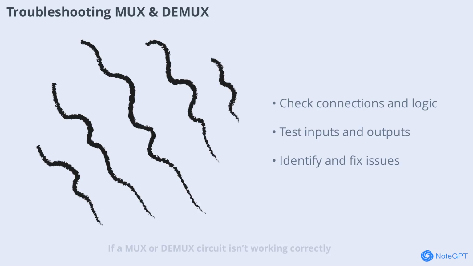If a MUX or DEMUX circuit isn't working correctly, engineers troubleshoot by checking connections, verifying select line logic, and testing each input and output. Common issues include wiring mistakes, faulty components, or incorrect select line signals. Systematic troubleshooting helps quickly identify and fix problems.